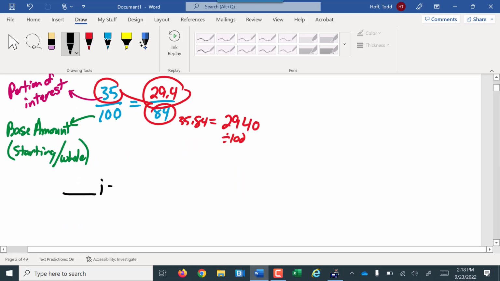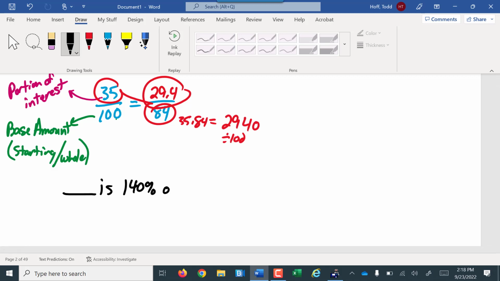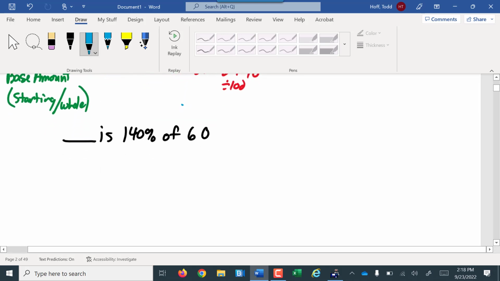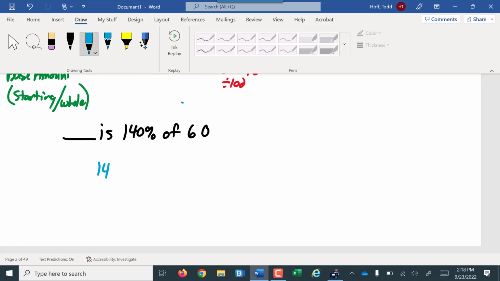We might have blank is 140% of 60. So we start with our percent. What's our percent here? 140. So 140 out of 100. Now the thing you'll notice here is that the 140 is bigger than 100. So that means our portion of interest is actually going to be bigger than the base amount. Where does the 60 go? Top or bottom? Bottom. Again, you think of that as out of 60.